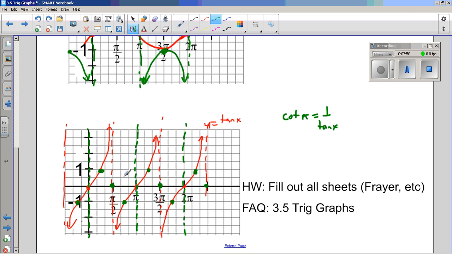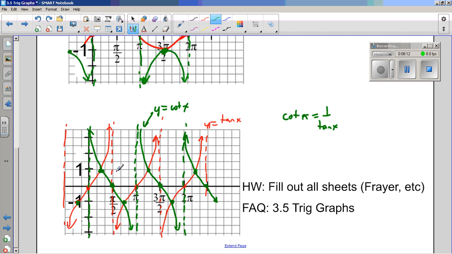And notice, what do I have? I have almost the same shape reflected or going in the opposite direction, however you want to think of it, the relationship between tan and cotan. So this green graph is y equals cotan x. That's how we graph it.